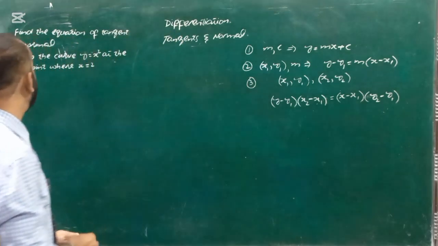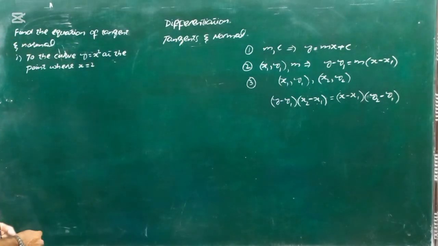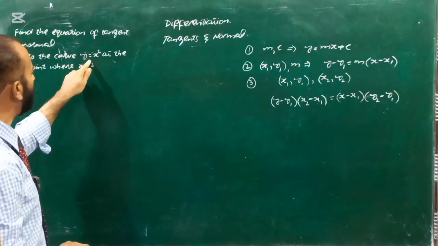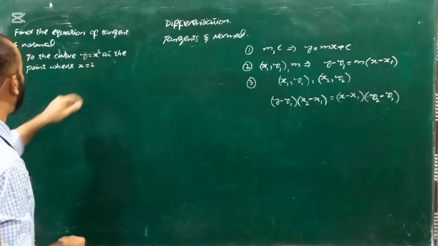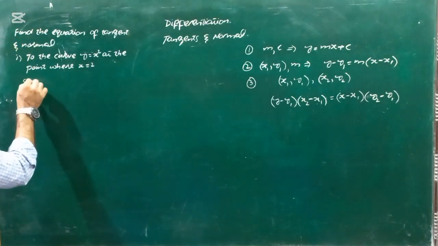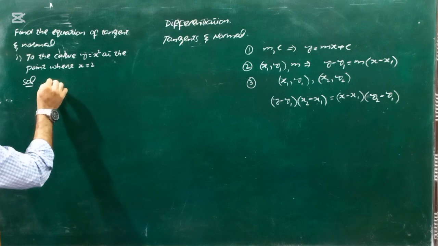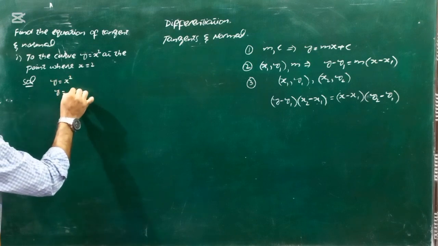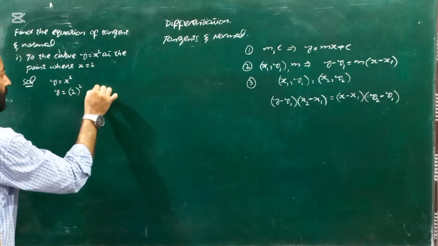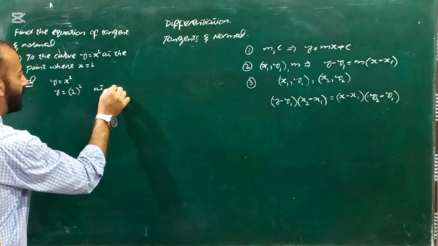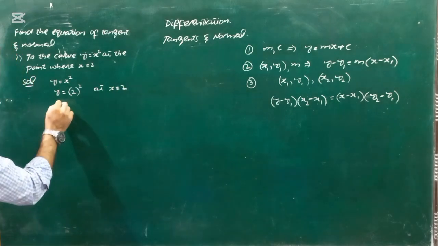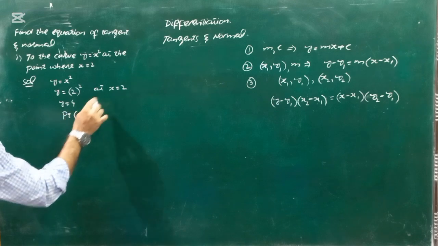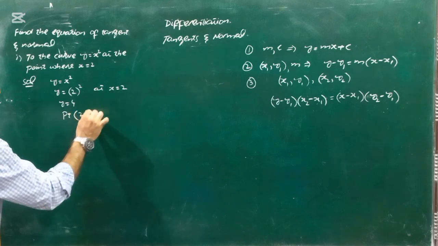So out of these three, at least one case should be applied. Look now, because the equation of the tangent and normal are required, the x value is given. If we put this x value into the equation, we can get the value of y. So y is equal to x square, so y is equal to 2 square. We are mentioning this at x is equal to 2, so y will be equal to 4. So the point is (2, 4). So one point is obtained.